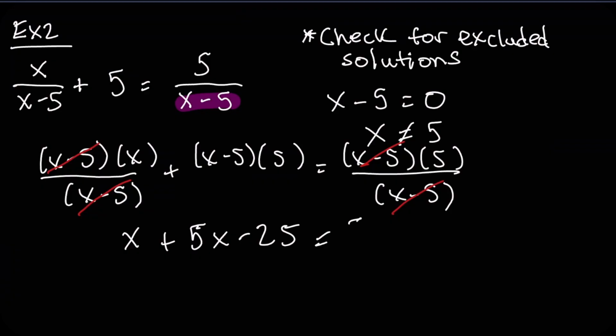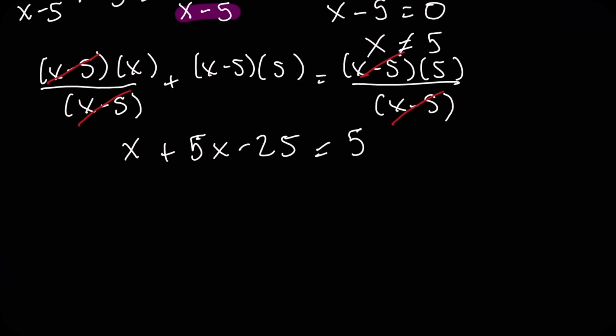So go ahead and solve for x. We will have 6x is equal to, and I'll just add this 25 over to the right-hand side, so that'll be 30, and x is equal to 5.